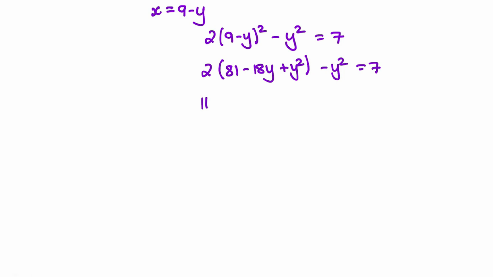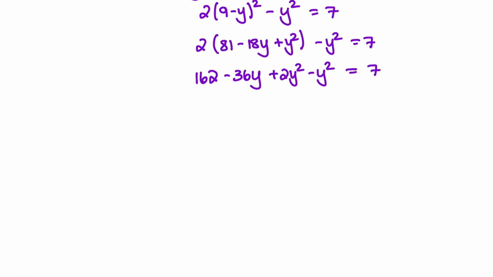Now let me multiply the 2 in. So I'll have 162 minus 36y plus 2y squared minus y squared is equal to 7. And if I rewrite the equation in standard form, I see that I have 2y squared minus y squared, which simplifies to y squared. Next, we have negative 36y, and there are no other like terms. And then I'll have 162 minus 7. So I'll bring the 7 to the left-hand side, and that becomes plus 155 is equal to 0.